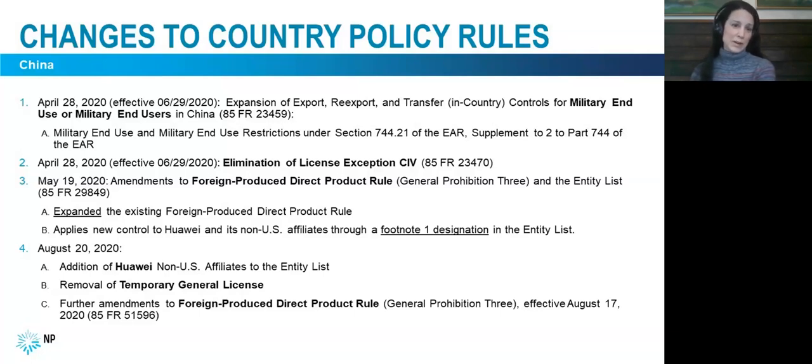Understandably, not necessarily the military, but now it also includes a private sector entity or a university or institute, whoever, in China who supports military end users in China. I've given this example before, but I'm going to give it again because I think it's a good one, just to understand what that means.